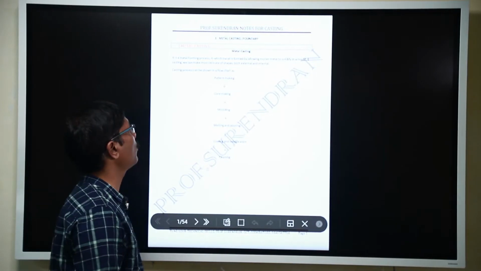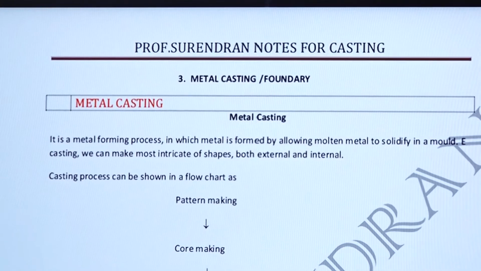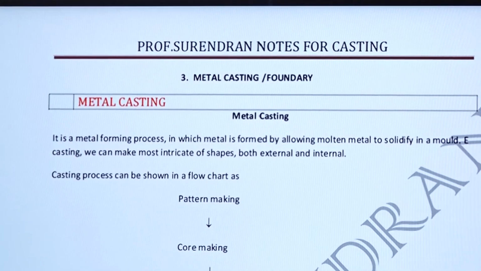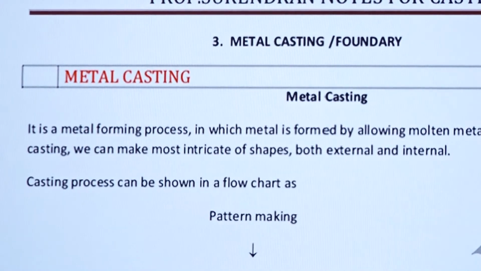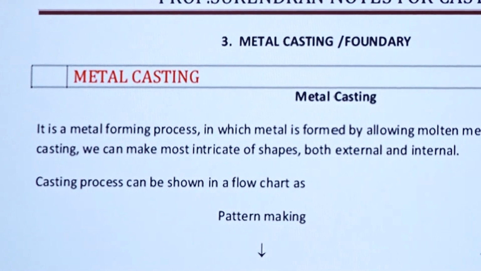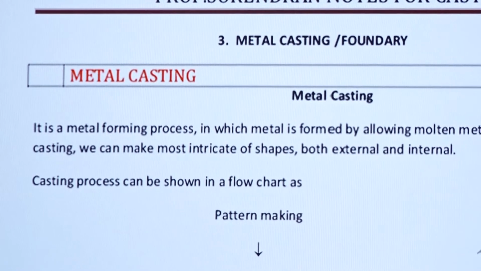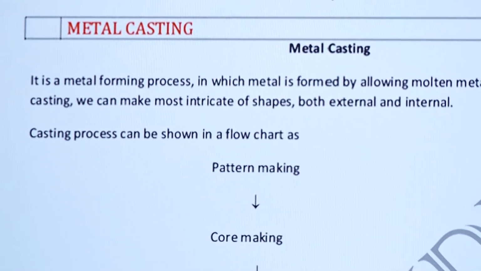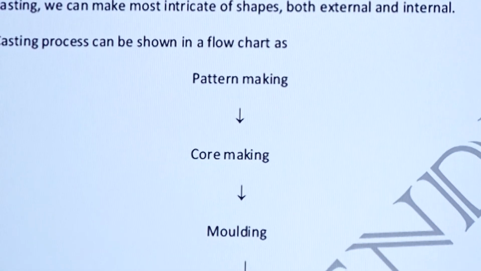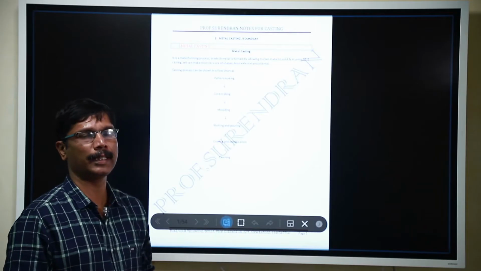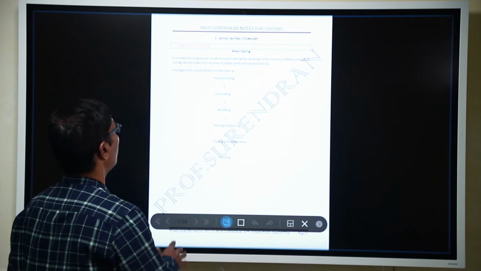Next we are going to see about casting. Casting is the process of making molten metal and pouring the molten metal into a cavity to get the shape. That cavity can be produced with the help of a replica. That replica is called a pattern. The first step is pattern making, then core making, molding, melting and pouring, cooling and solidification, and cleaning. These are the basic steps of metal casting.